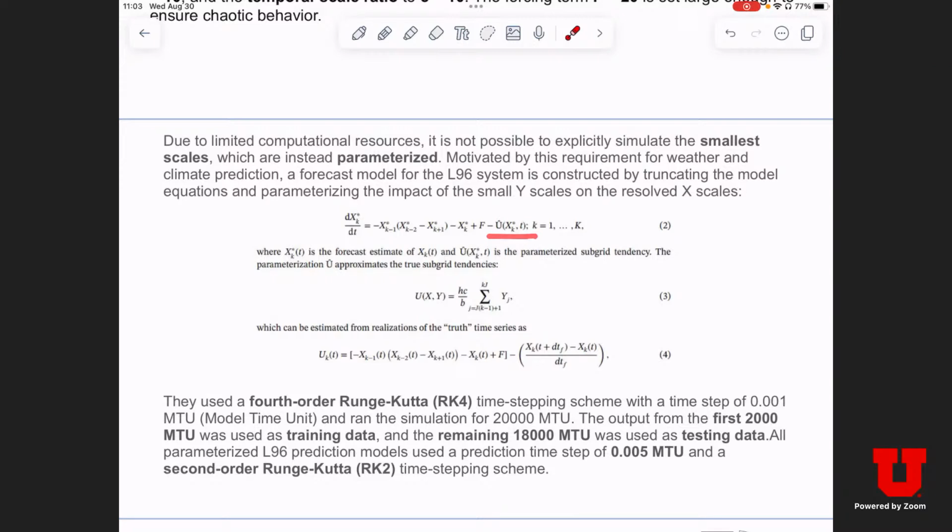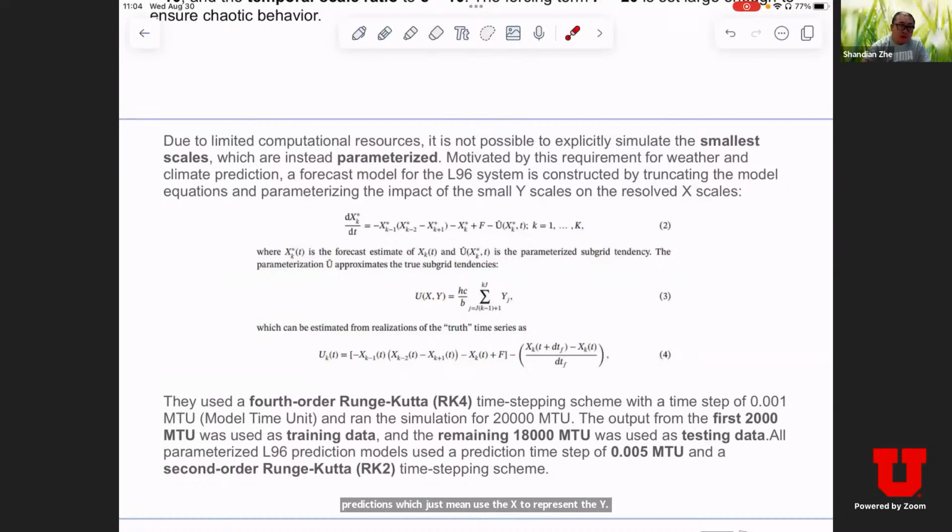Like this for prediction, they only use the X value for prediction. They don't consider the Y in the predictions, which just means use the X to represent the Y. If they use the numerical method, why do they need the truncation? It's just to simulate, right? Just to do the numerical integration. Use the numerical integration, but for the prediction, they didn't put the Y value into the last term.